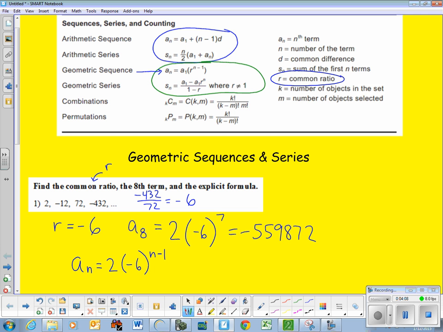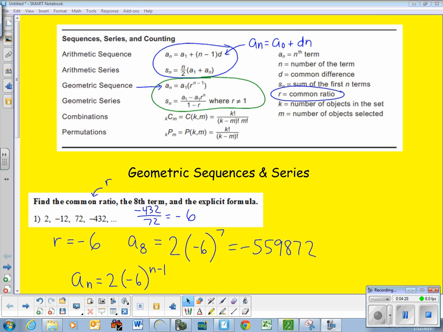We rearranged the arithmetic one the other day, and it was kind of like A sub n equals A sub 0 plus d times n. And it didn't look exactly the same. With geometric it looks pretty much the same.